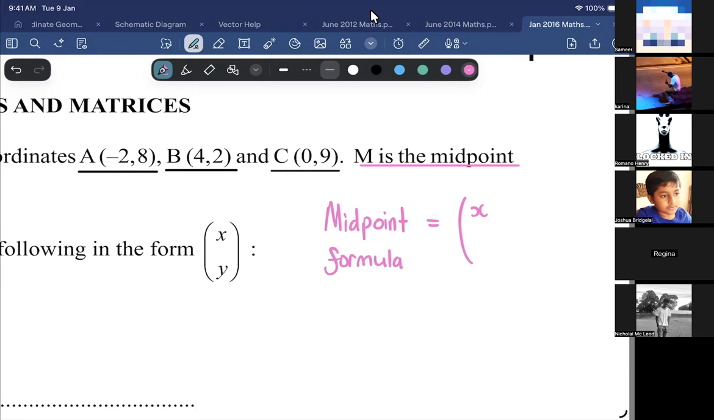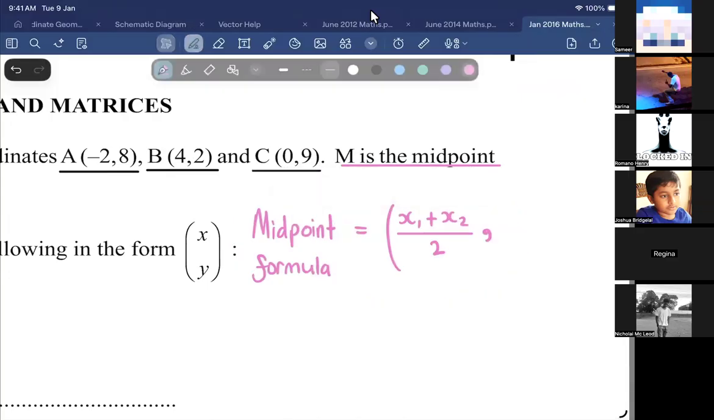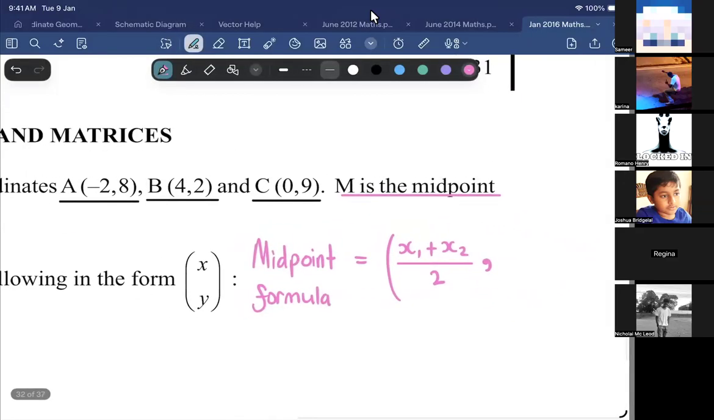That's just from coordinate geometry. The midpoint formula is x1 plus x2. So you're going to add the two x values, divide that by 2, and then add the two y values and divide that by 2. And all of this is from coordinate geometry.